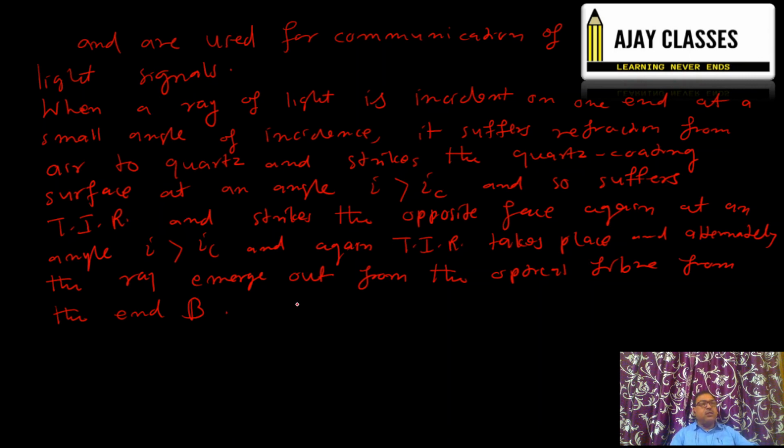In this way, the signal is transferred from one place to other place. The ray within the optical fiber suffers total internal reflections and comes out through the end B. So we see here how the signals enter through the A end of the optical fibers and go to the other end, and after total internal reflections ultimately come out through the B end. In this way the signal is transferred from one place to other place by using optical fibers.